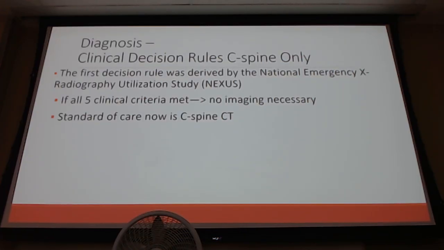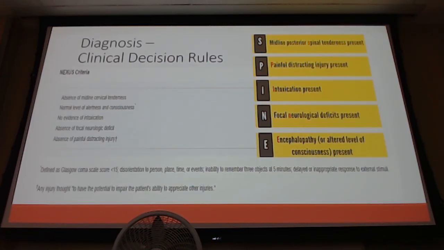So this is going to be a decision rule on whether we need to image that cervical spine with a CT scan. So it's a clinical decision rule. If they meet all these criteria, then it's a very low likelihood that they have a cervical spine injury, and we can clear them or avoid a CT scan in these patients.